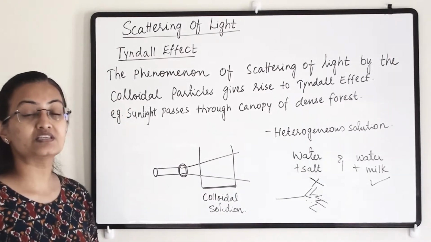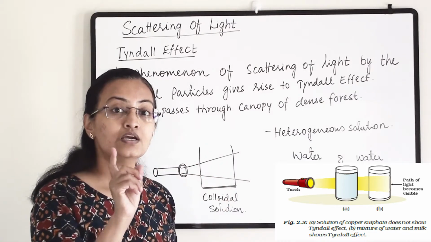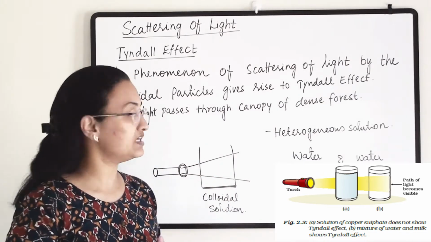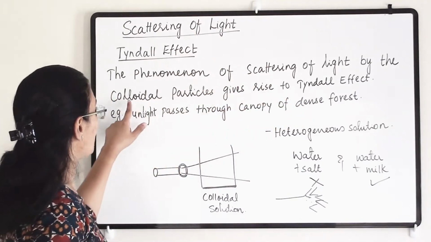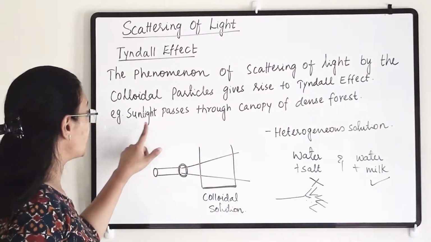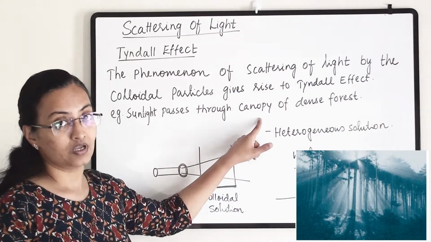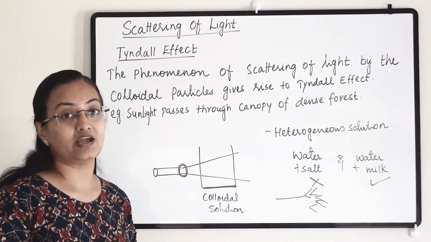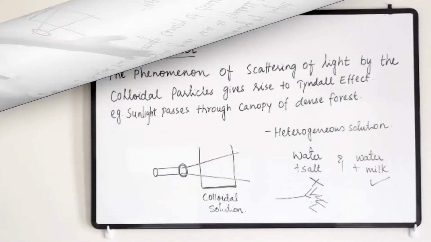Tyndall effect means we will be able to see the path of light clearly through the medium. So the scattering of light by colloidal particles gives rise to the Tyndall effect. For example, sunlight passes through the canopy of a dense forest. So when scattering of light happens through any medium, that is known as the Tyndall effect.